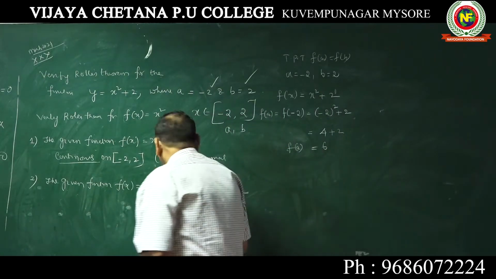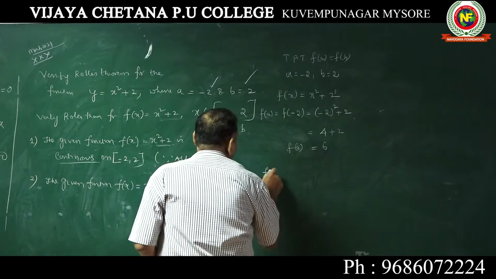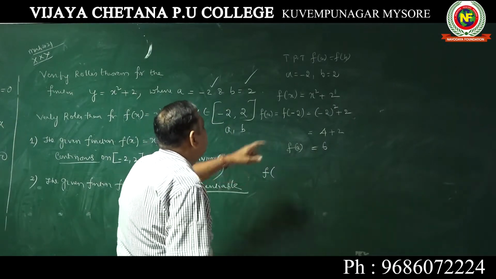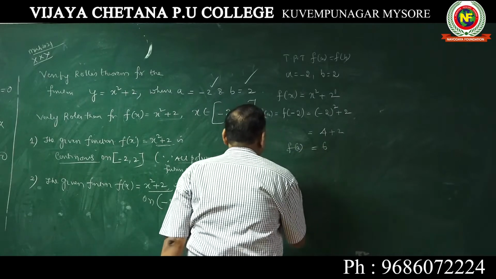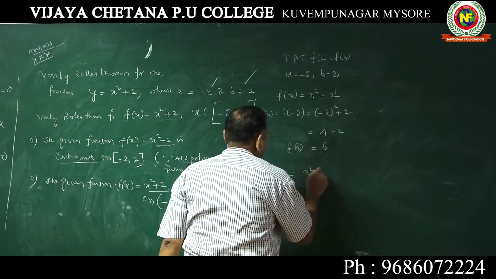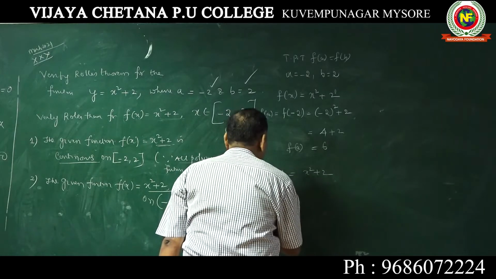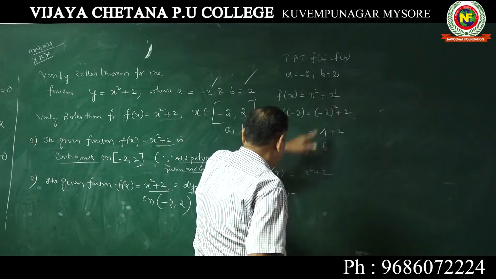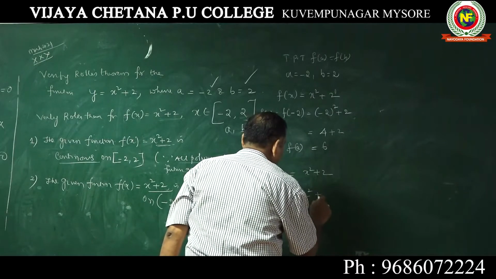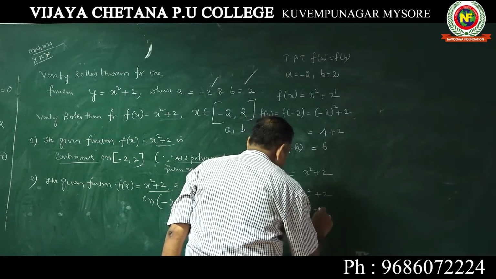Now find out f of b. Same thing: b is plus 2, and f of x is x squared plus 2. So f of b is f of 2, which is 2 squared plus 2, that is 4 plus 2, and it is also 6.